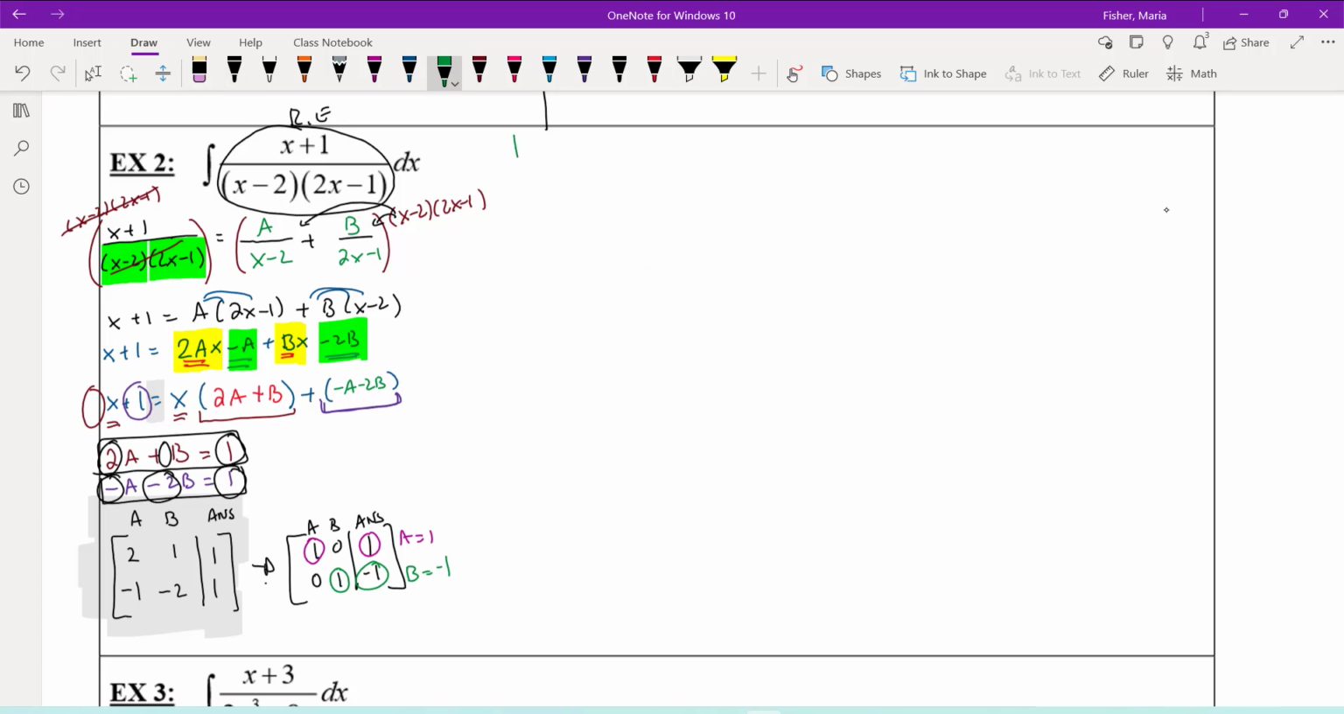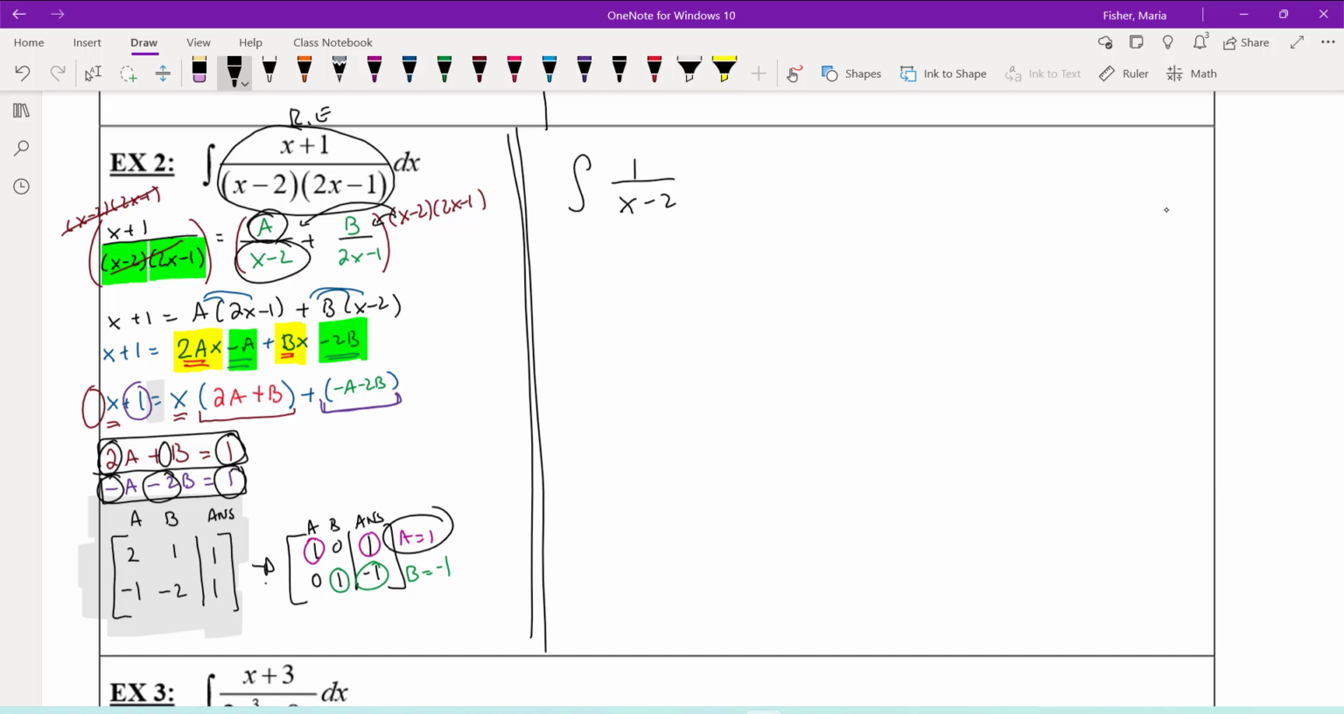After we solve for those constants, we go back and rewrite the integral and then integrate. So we can write this as the indefinite integral of, instead of A, I'm going to write 1. And that's over x minus 2. And I'm going to go ahead and split up the integral over addition. And then instead of B, I'm going to write negative 1. And then still over 2x minus 1 dx. Well, I can factor out that negative 1, so I'm going to go ahead and take that step and factor that out.